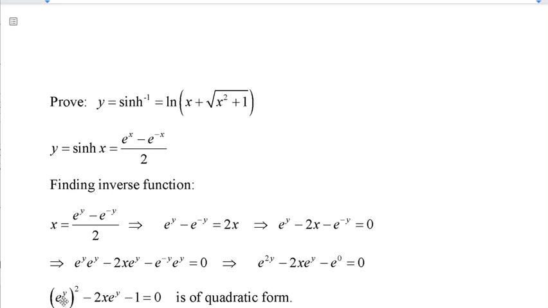The reason we need it in this form is so that this can be in what's called quadratic form, and so we can use the quadratic formula and solve for it. And so we end up with e to the y squared minus 2x times e to the y, and then minus the constant 1. And so now this is in what's called quadratic form. And so we can use the quadratic formula and solve for e to the y.